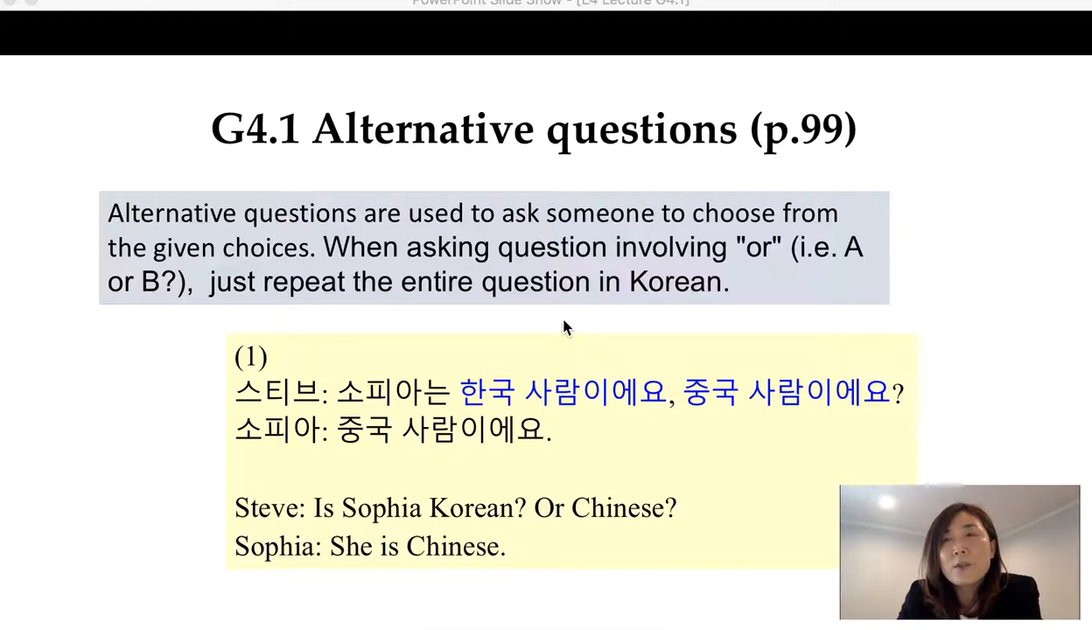So, for example, if you are asking, is Sophia Korean or Chinese? You may say, Sophia 씨는 한국 사람이에요, 중국 사람이에요. Notice that intonation goes up in the first choice and goes down in the second choice.